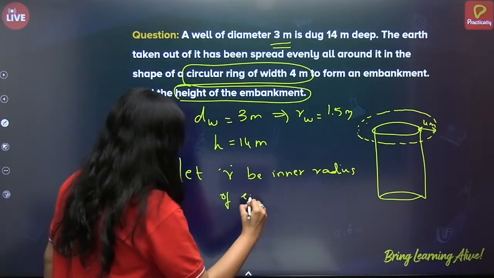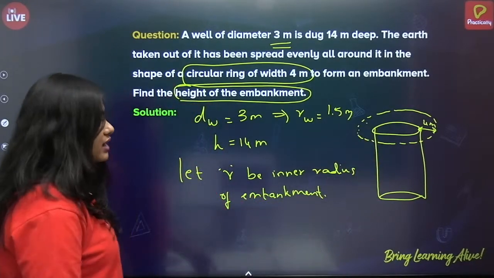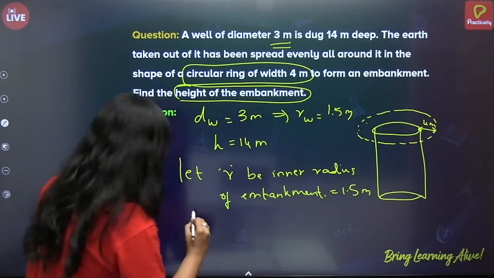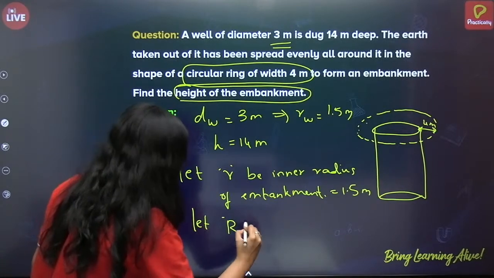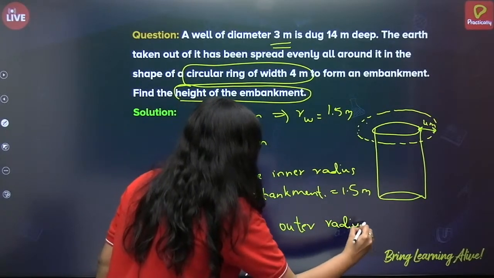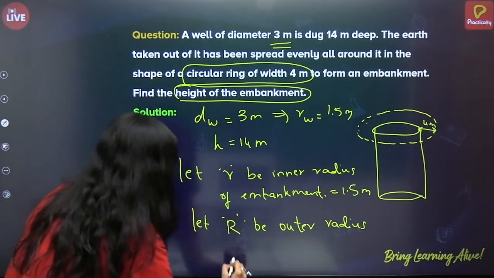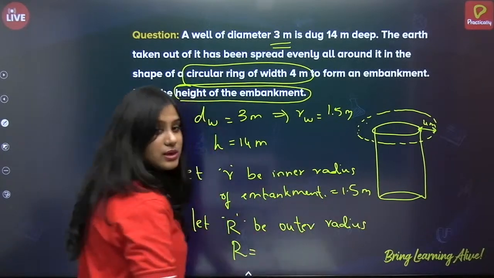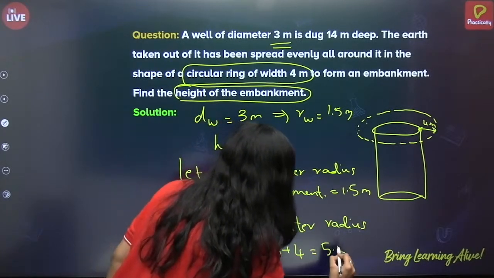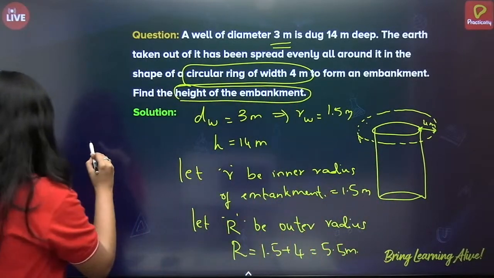of the embankment, which is nothing but the radius of the cylindrical well, that is 1.5 meters. And let capital R be its outer radius. Right? So what will be the outer radius? Inner radius plus width of the circular ring, correct? So R is equal to 1.5 meters plus 4 meters. 1.5 plus 4 is equal to 5.5 meters. So see, this will also be in a cylindrical shape, okay? It will be like this.